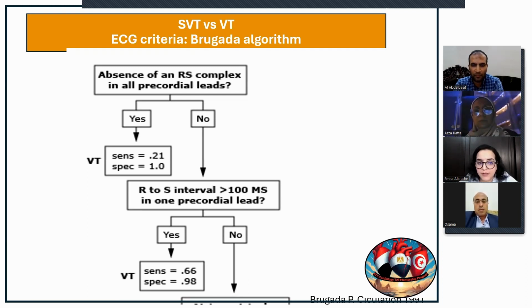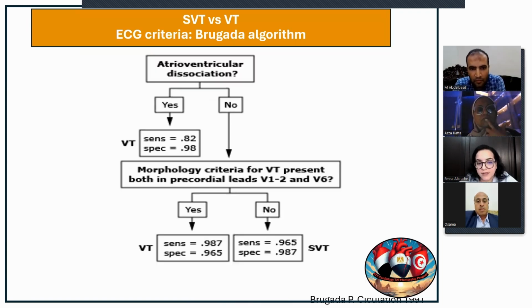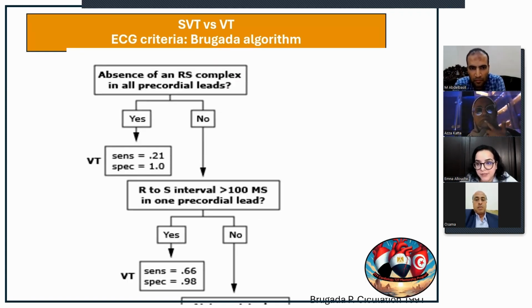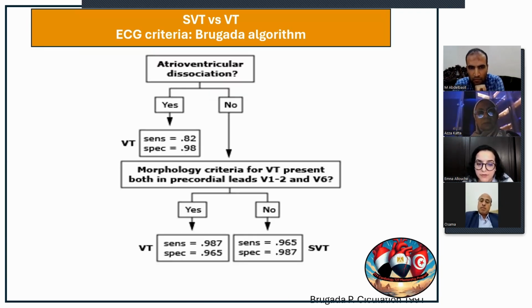First of all, we look at the precordial leads, and if we have negative or positive concordance, this has a specificity of 100% that it is a VT. If not, we measure the R to S interval, and when it is superior to 100 milliseconds in any precordial lead, it is predictive of VT with a specificity of 98%.